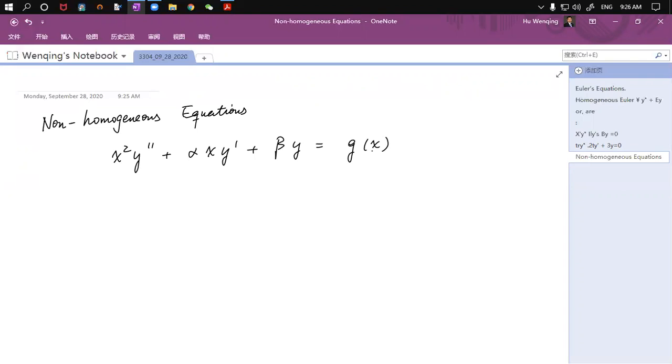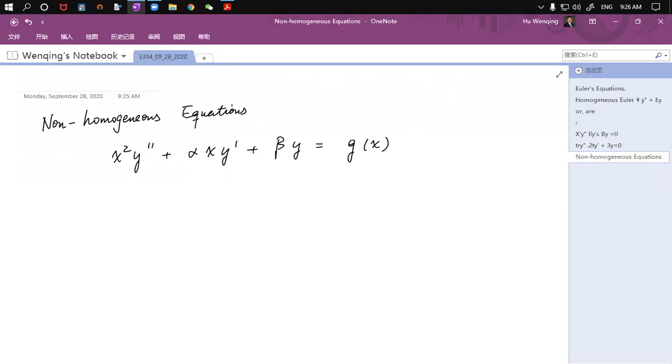Previously, we were using these characteristics. It's kind of helping us to solve the homogeneous Euler's equations. So the point here is: how do we solve the non-homogeneous Euler's equations from this picture? Okay, so the important thing is that this is a non-homogeneous linear equation.